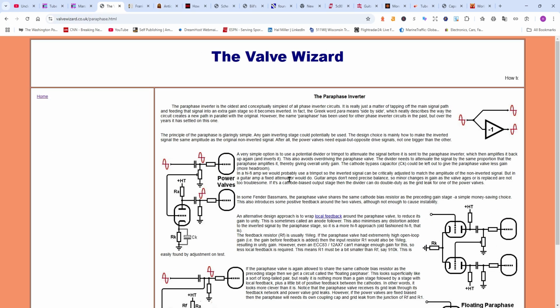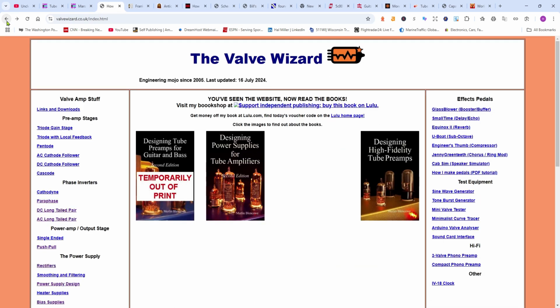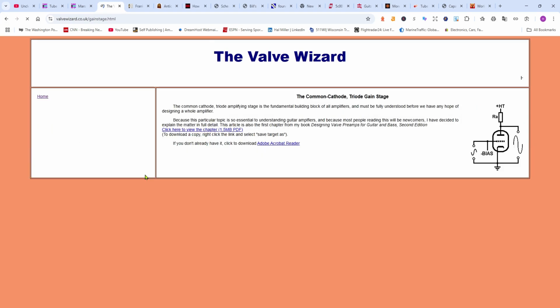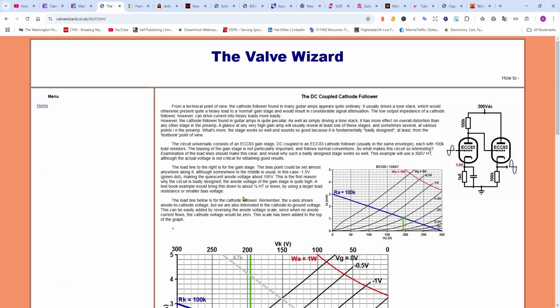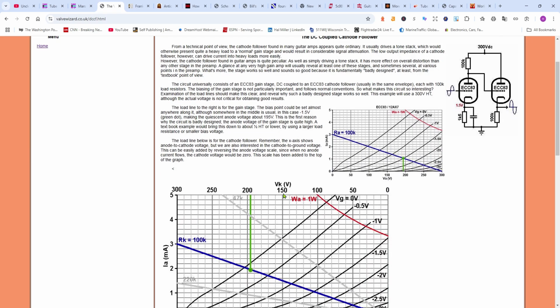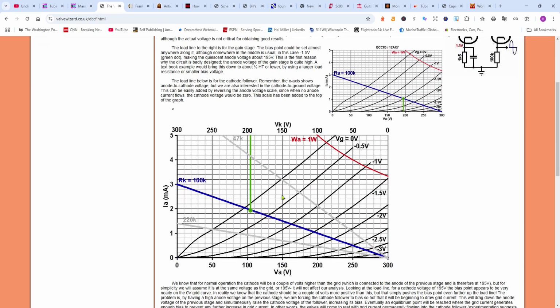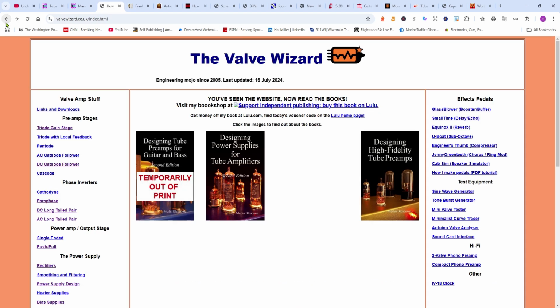But if you want to know anything about phase inverters and how they affect an amp, and using different ones and the amount of gain involved in each type of design, you can also look at preamp stages, from the simple to something like this, which is a cathode follower, a little more involved, as you can see with the curve charts and everything. But great information, lots of it, and again, it's all out there, and he's done a terrific job of keeping it available.